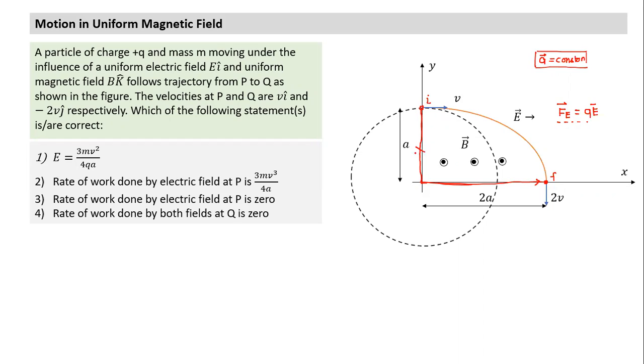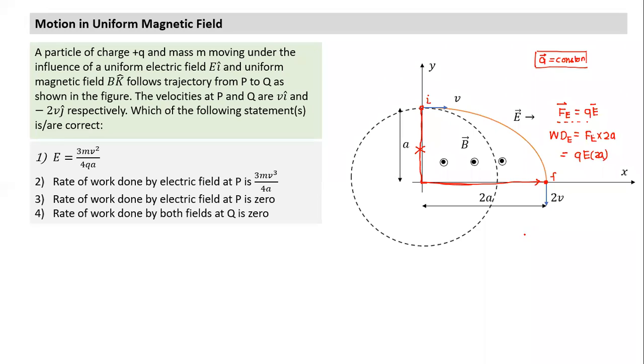Work done is here 0. So what is work done? Work done is force into displacement. So what is the work done by the electrostatic force? Work done by the electrostatic force is equal to Fe into 2A. How much is that equal to? QE into 2A. That's the work done.